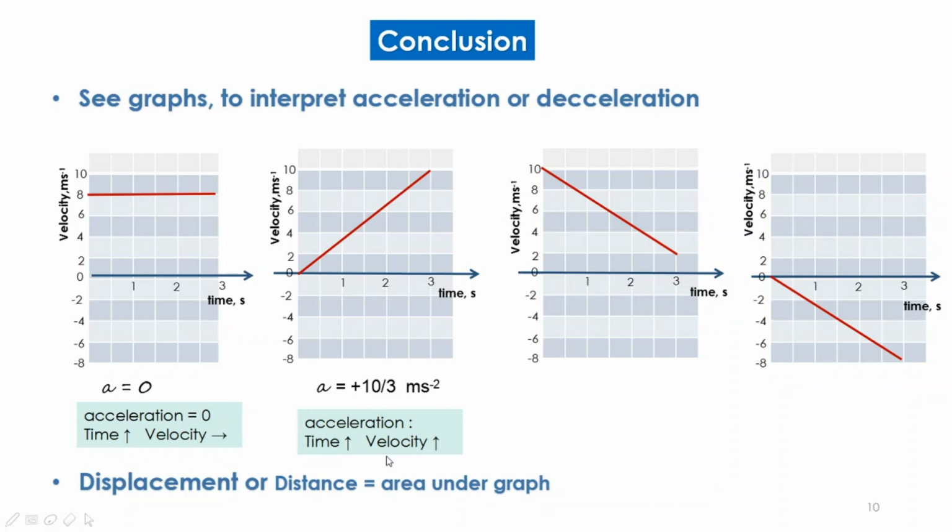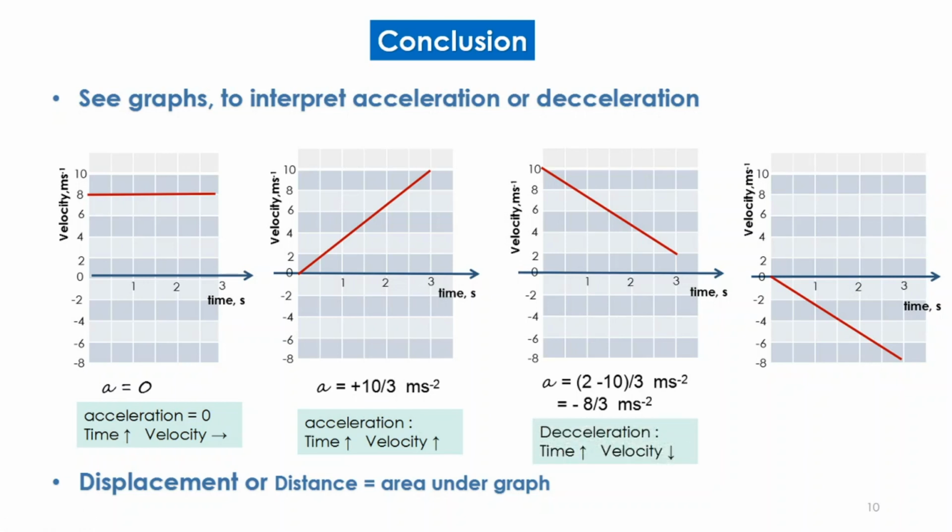On the third graph, it is a negative gradient straight line with the initial velocity equal to 10 and the velocity decreasing as time grows. To determine the value of acceleration, it is equal to final velocity minus initial velocity, which is 2 minus 10, over the time period of 3. Hence, we get a equal to negative 8 divided by 3 meters per second squared.